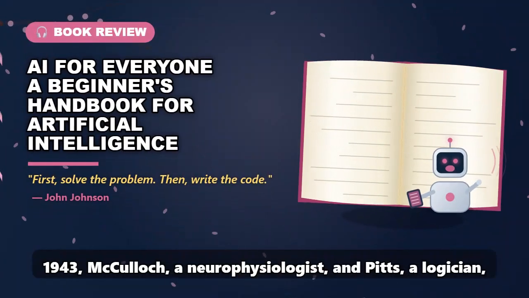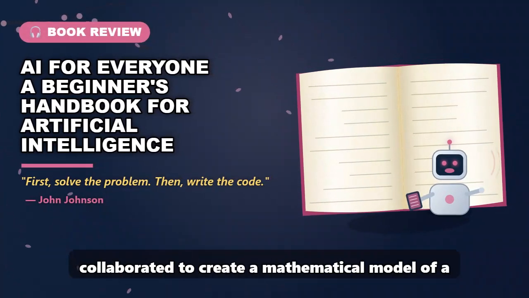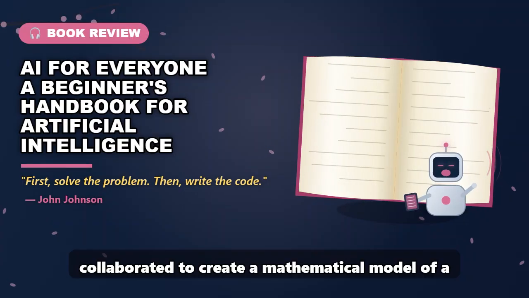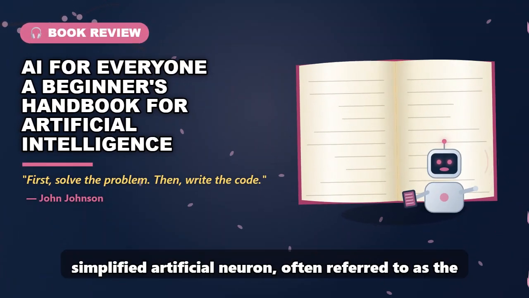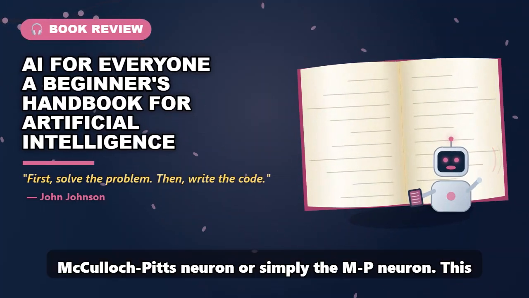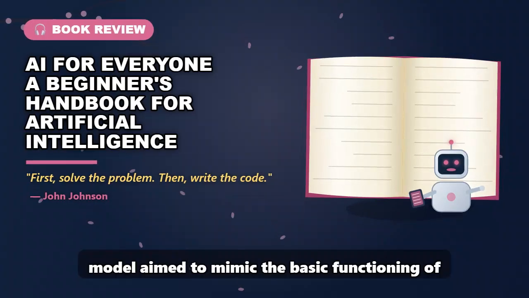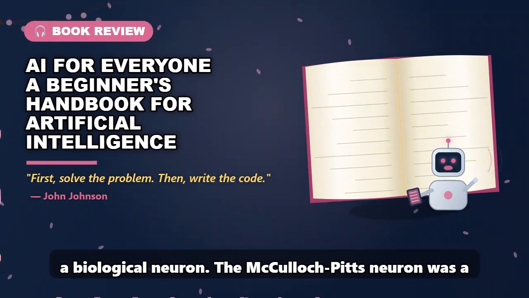In 1943, McCulloch, a neurophysiologist, and Pitts, a logician, collaborated to create a mathematical model of a simplified artificial neuron, often referred to as the McCulloch-Pitts neuron or simply the MP neuron. This model aimed to mimic the basic functioning of a biological neuron.